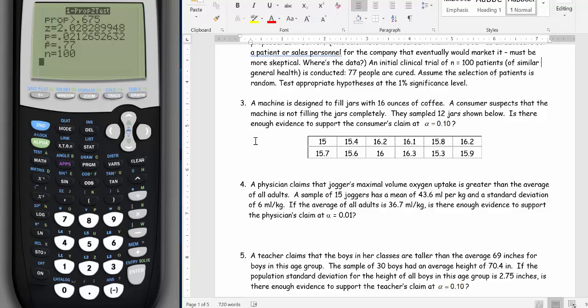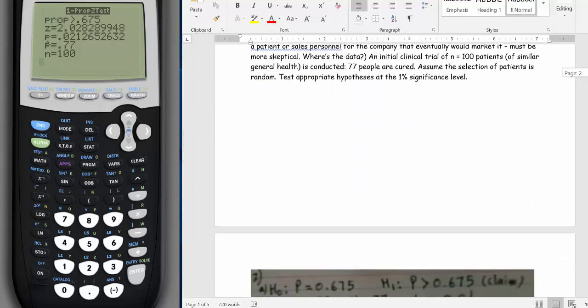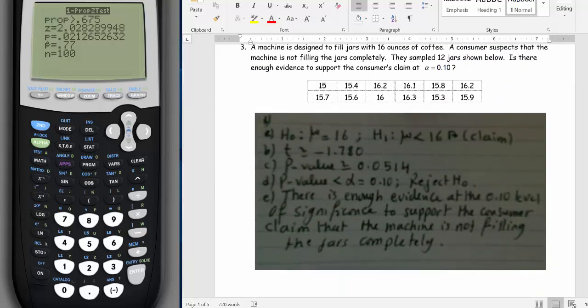So what is it the consumer is saying? If the machine is not filling the jars completely, it means it's doing less than 16. So this is where the claim is. Since it's less, the claim should go to H1. And as I told you, H0 will always be the equal sign. So let me show you the first step. And we need to test the claim at 10%. So H0: mean is 16, and H1: mean is less than 16 ounces. And this is where the claim is.